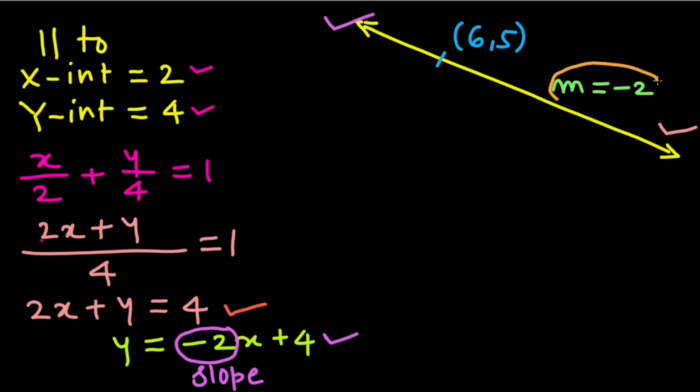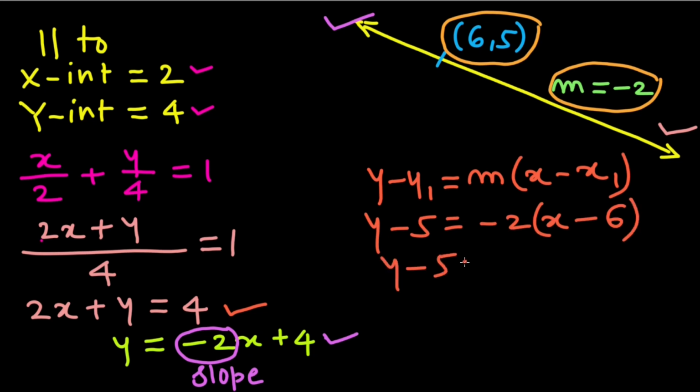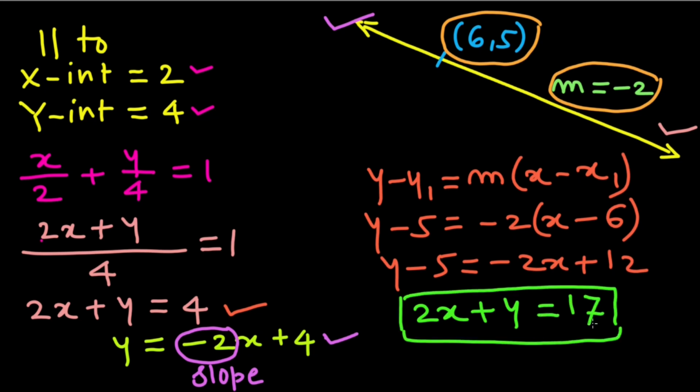Now that we know the slope of the line and one point on the line, we can use the slope point form to write the equation of this line, which is y minus y1 equals slope m times x minus x1. That will be y minus 5 equals minus 2 times x minus 6. y minus 5 equals minus 2x plus 12, so this equation will be 2x plus y equals 17. 2x plus y equals 17 is the equation of this line.